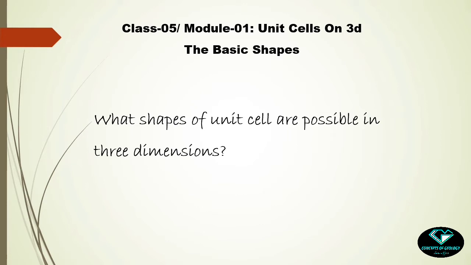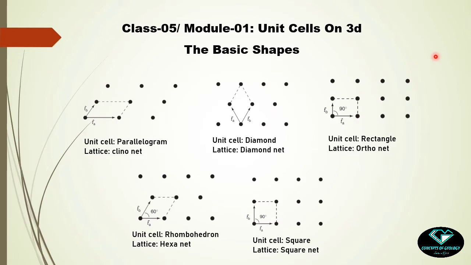So let's begin. Now recall, in the last class we discussed the 5 basic shapes of unit cells in 2 dimensions. They were parallelogram, diamond, rhombus, rectangle and square, and their corresponding lattices were clinonet, diamondnet, hexanet, orthonet and squarenet, as depicted in this figure.